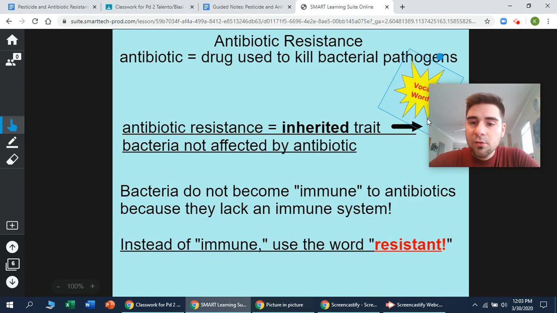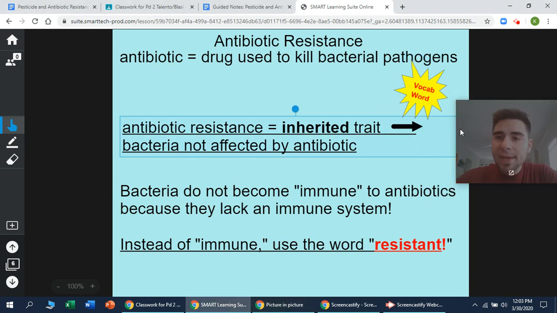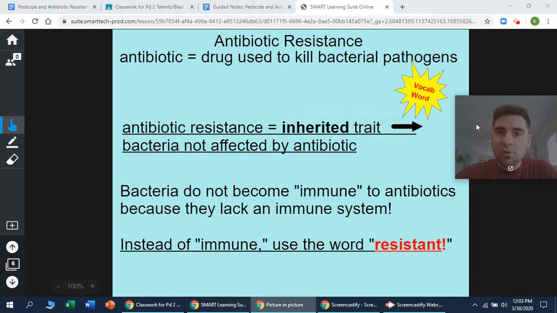All right. So now a related topic here is antibiotic resistance. So let's start off with what is an antibiotic. So this is specifically a drug used to kill bacterial pathogens. So what should scream out here is this word right here, bacterial. This is not insects anymore. We're talking about only bacteria.